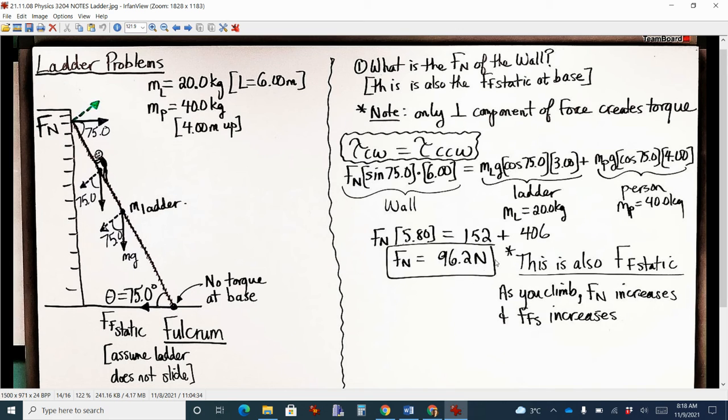When I find the normal force of the wall pushing out, I also know the static force at ground level. And as you ascend the ladder, as you get higher and higher, the torque generated by the person increases, which causes the normal force to increase, which causes the force of static friction at ground level to increase. And eventually, you could exceed the maximum force of static friction at ground level and end up with the ladder slipping. So that's a safety concern.